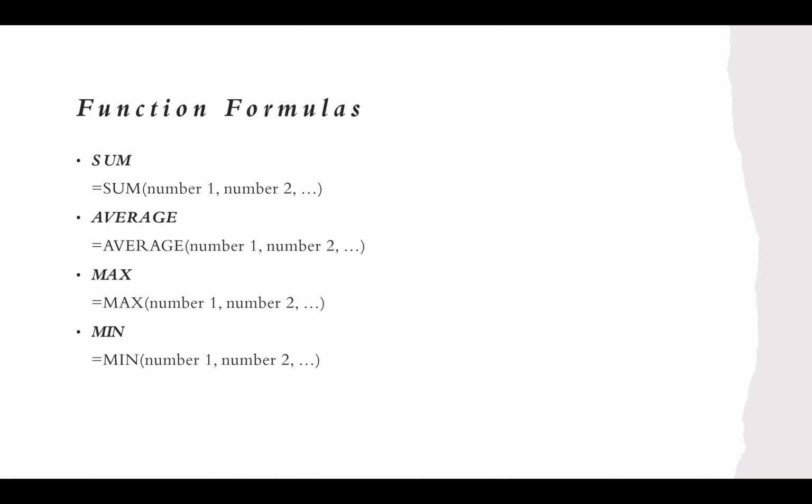For the average, we do the same thing but change the function name to average. And in the parentheses, we also put in the numbers that we want to find the average value of. For the max and the min function, we put in equals max and equals min. In the parentheses, we put in the set of data that we want to locate the maximum and minimum value.